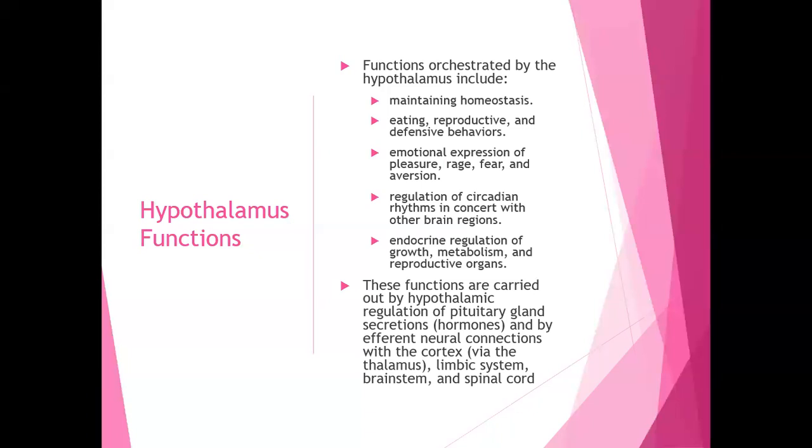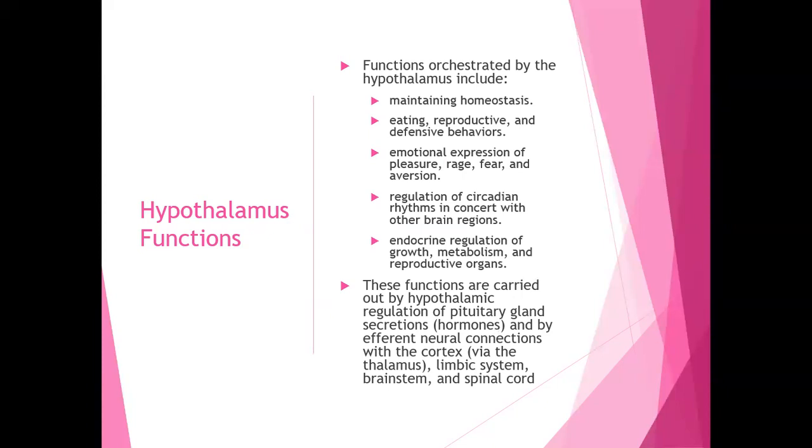Remember when I said the hypothalamus is in the leaky part of the blood-brain barrier? It's because it's directly sampling the blood to make sure our acid-base balance stays right and our oxygen balance stays right. It is involved in eating, reproductive, and defensive behaviors, and emotional expressions of pleasure, rage, fear, and aversion, those pretty basic emotions. It also regulates circadian rhythms in concert with other brain regions like the epithalamus, and endocrine regulation of growth, metabolism, and reproductive organs. These functions are carried out by hypothalamic regulation of pituitary gland secretion. The pituitary gland is the master gland, secreting tons of hormones to control a lot of things in our body.